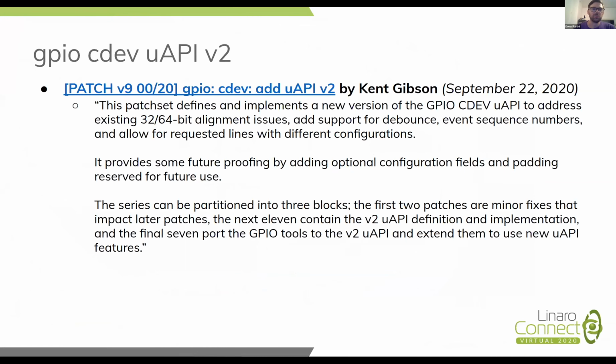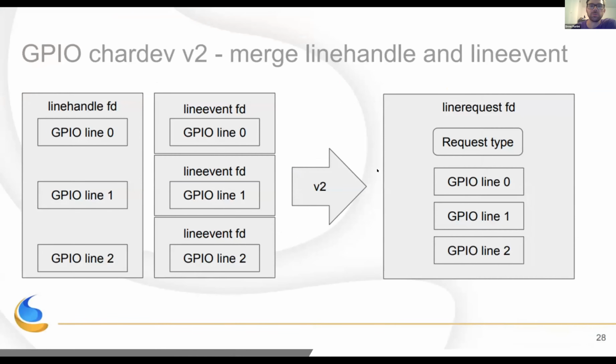So along came the V2 of the character device user space API. This is still an active patch series. The most recent version, version 9, was posted this week by Kent. The idea here is to add in the padding that's needed to make it more future-proof, and also some of the features were refactored a bit to make them easier to work with.